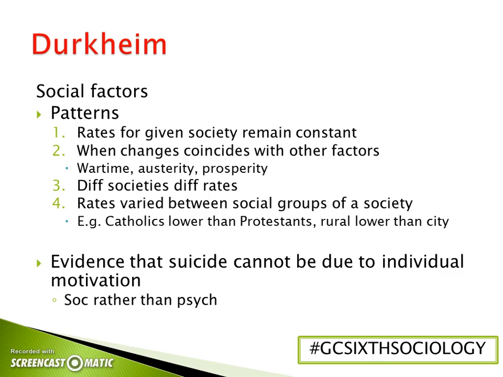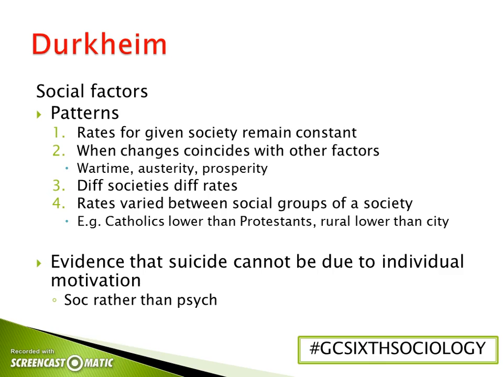So Durkheim believed that there were different social factors evidenced within the structure of society, and he found four main patterns. First of all, that the rates of any given society remain pretty constant throughout time. When any changes did occur, they were normally because of other factors such as war, times of austerity or prosperity. And different societies had different rates, so it wasn't always just because of the time. It might be because of where you are, so there are societal and situational differences.